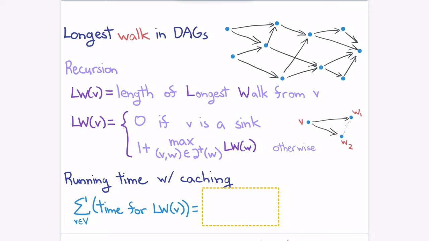All right, anyway, so let's try to calculate how fast or slow this algorithm is. So I'm summing over all the vertices, the time spent solving the subproblem at V, excluding the recursive subcalls. So for a particular V, what would it be? How much time do we spend? Yeah, okay, so why is it m plus n?